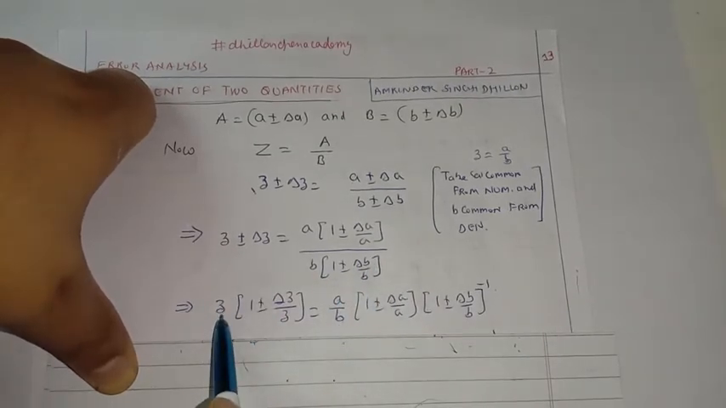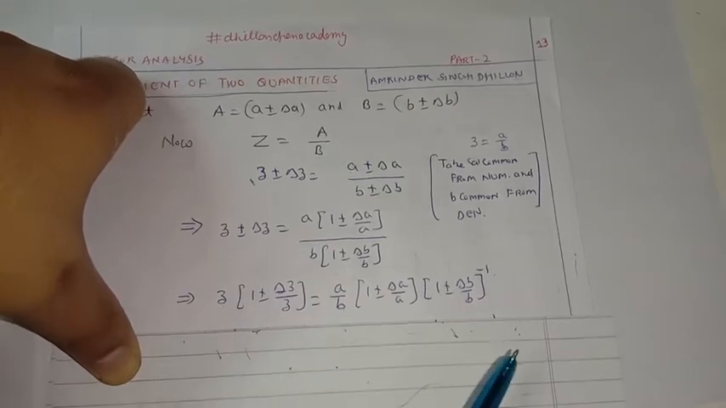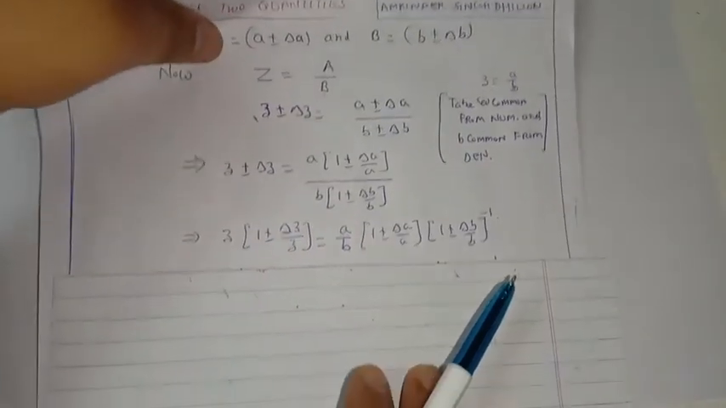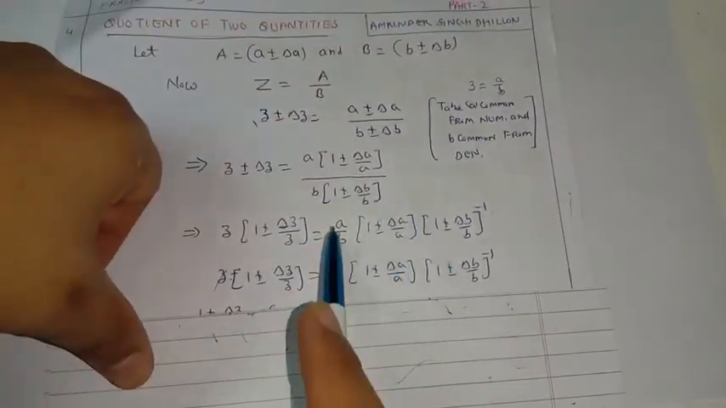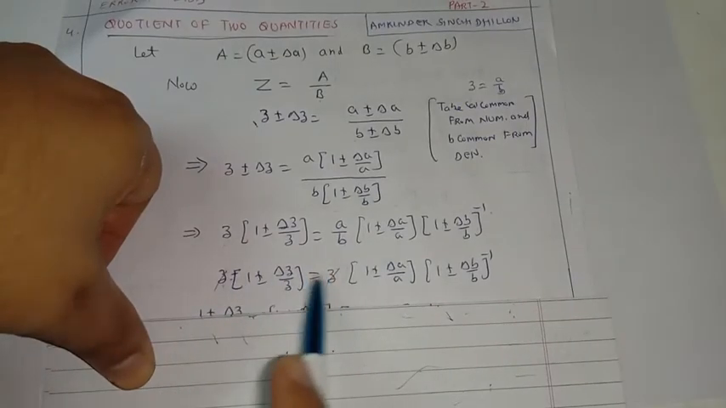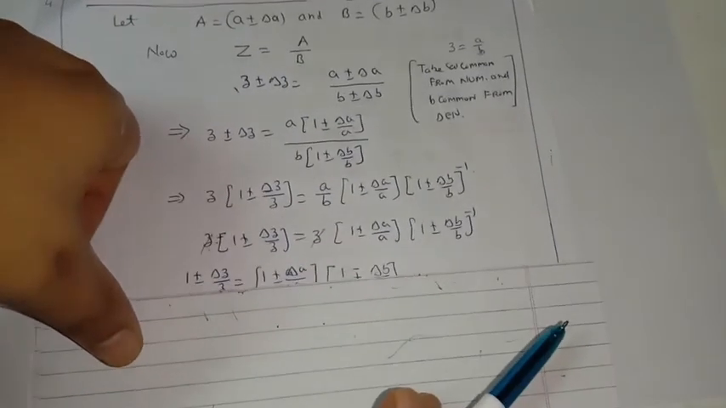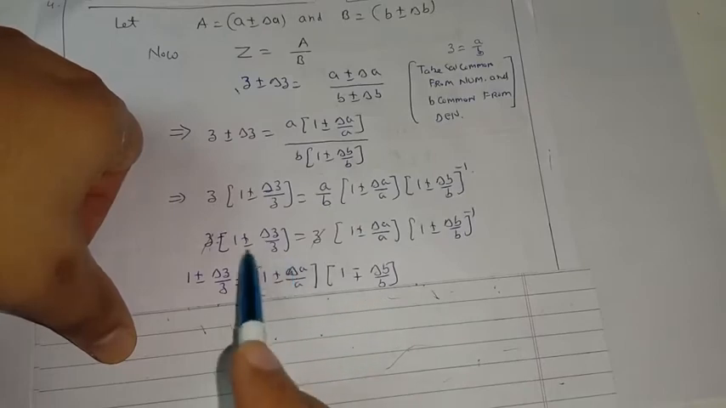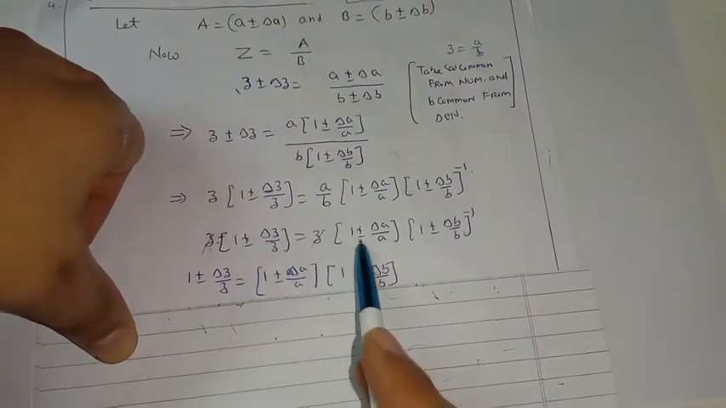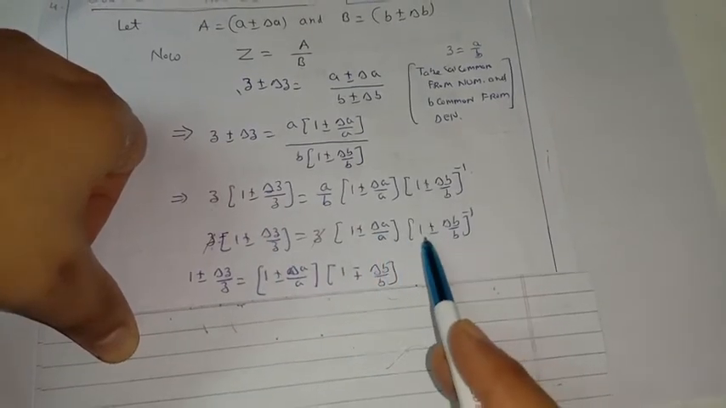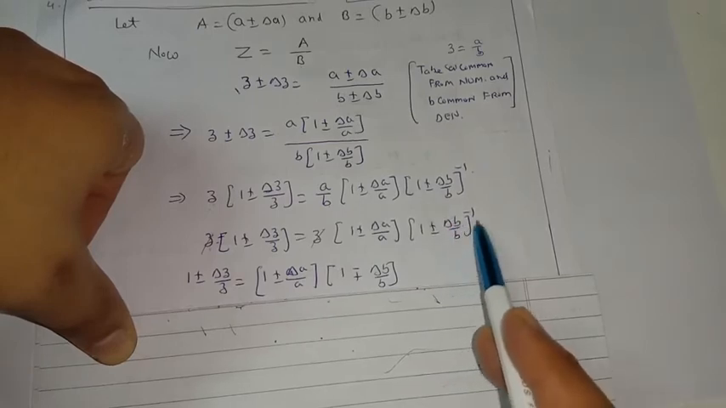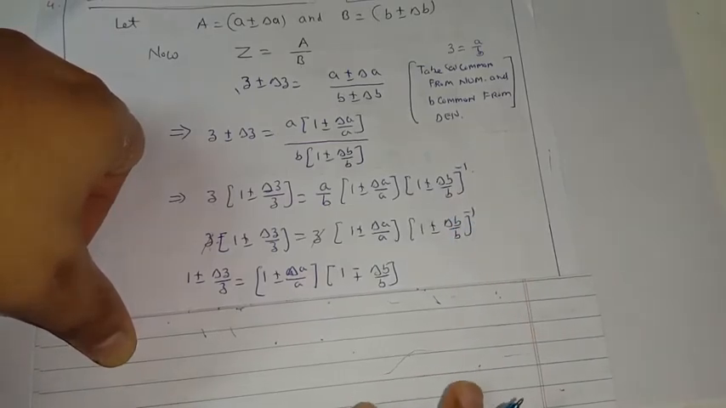From the left side we are also taking z as the common term. So this a by b is nothing but z, so z and z cancel. So we are left with the term 1 plus minus delta z over z equal to 1 plus minus delta a over a into 1 plus minus delta b over b whole raised to power minus 1.